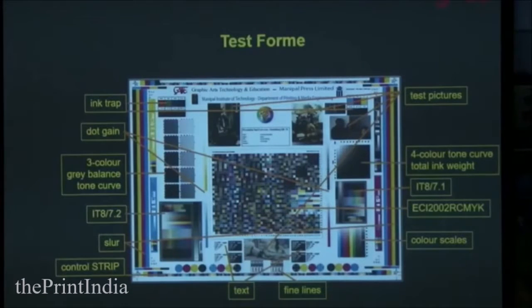So when we do this, we also make sure that the machine is set properly. Then we get the ink trap, the dot gain, 3 color gray balance, tone curve, scanning curve, slur, control strip, text elements, fine lines, how the color scales are coming, color management chart, scanning chart, 4 color tone curve plus total ink weight, and some test pictures.